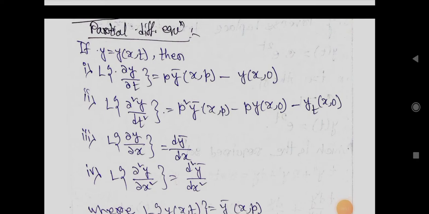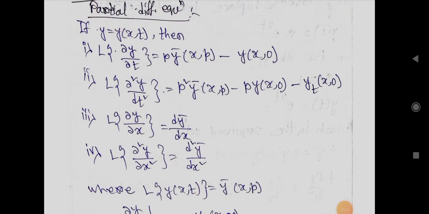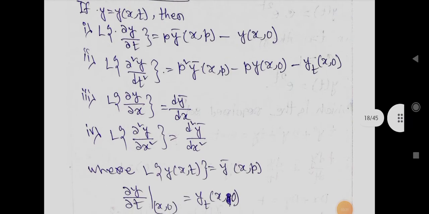In this video, I discuss partial differential equations using the Laplace transform. If y is equal to y(x,t), then number 1: Laplace of ∂y/∂t equals p ȳ(x,p) minus y(x,0). Number 2: Laplace of ∂²y/∂t² equals p² ȳ(x,p) minus p y(x,0) minus y_t(x,0).